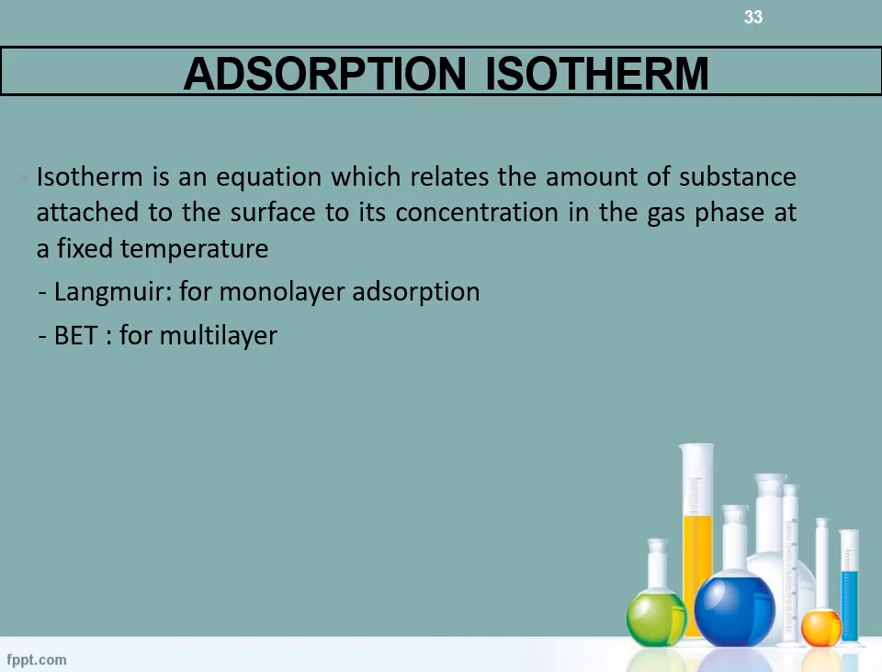We know what adsorption is. Now, how do we measure or study it? The process of adsorption is usually plotted and studied using a graph. This is called an adsorption isotherm. Different scientists have developed different kinds of adsorption isotherms.